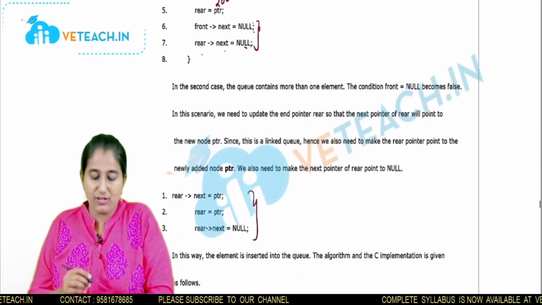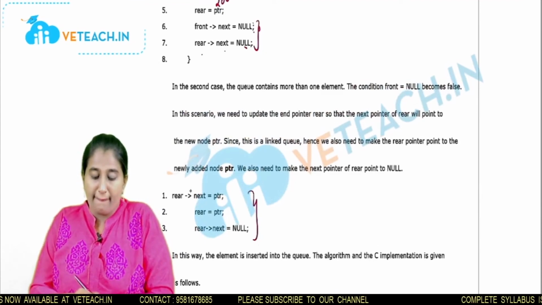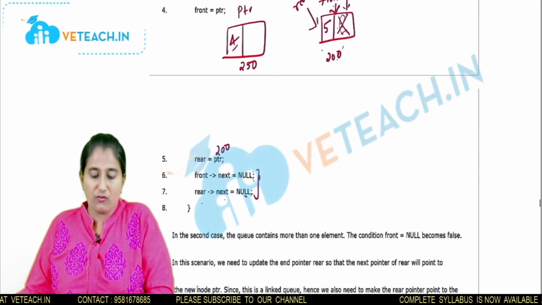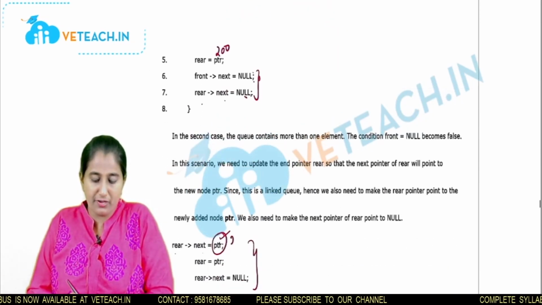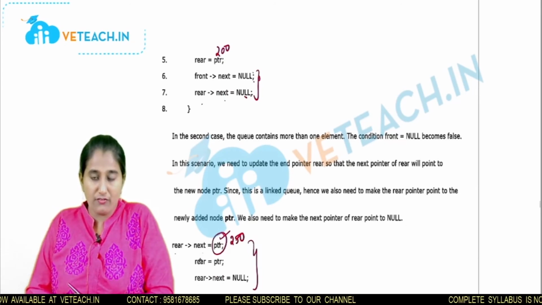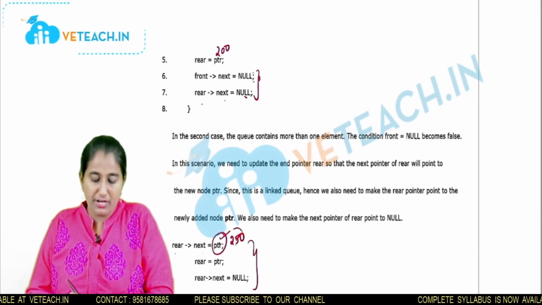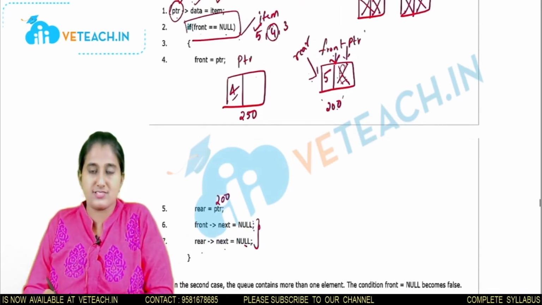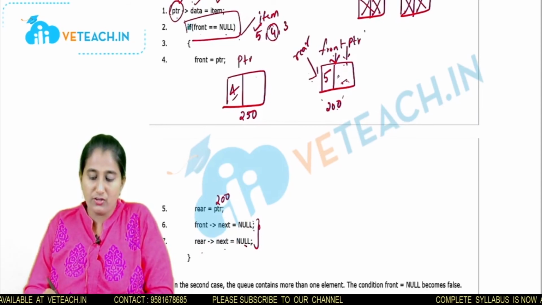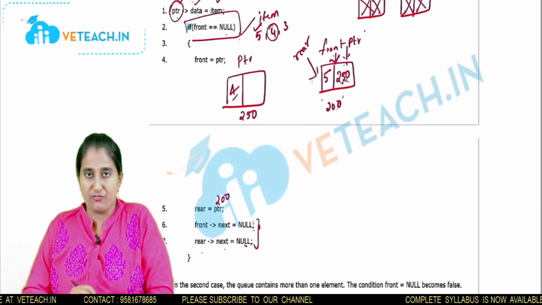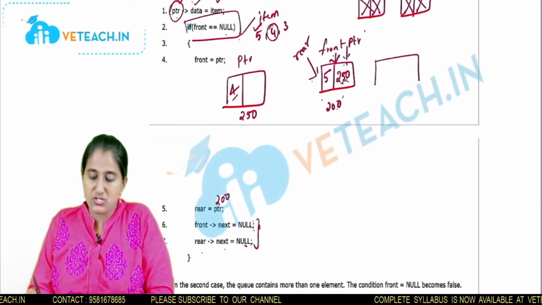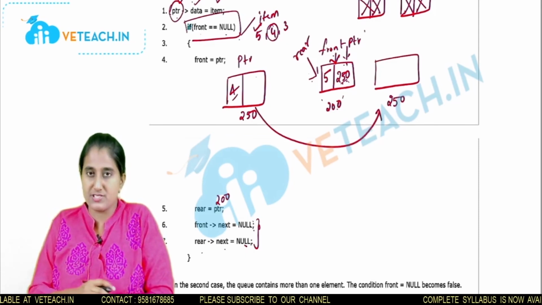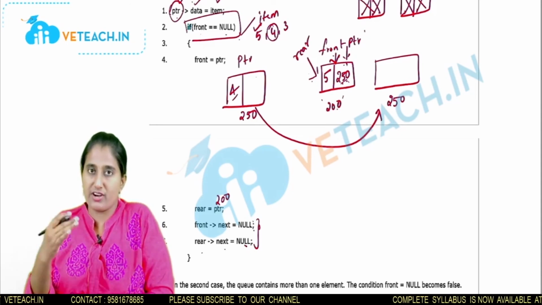What is that second case? Once you see here, they are saying to update rear next equal to PTR. What is the memory location of PTR? The memory location of PTR is 250. Now we need to update this 250 in the rear next pointer. So where is the rear next? This is the rear next. We should update this with 250. It means that it points to the 250 location. I am placing this node beside element 5 just for representation purposes.